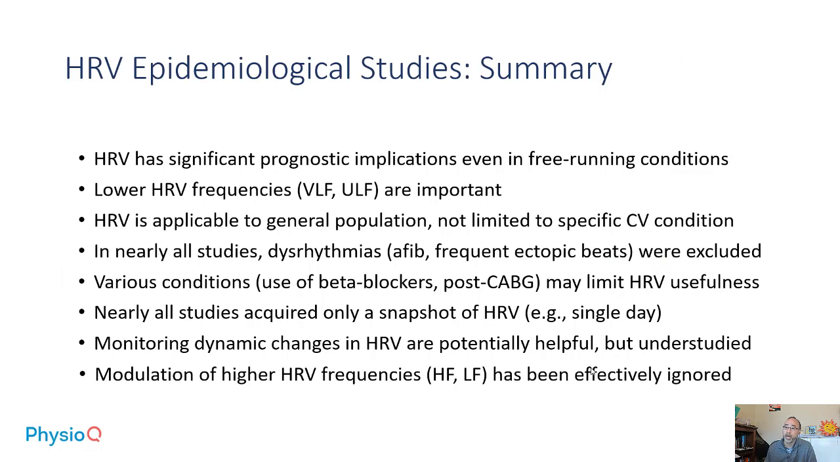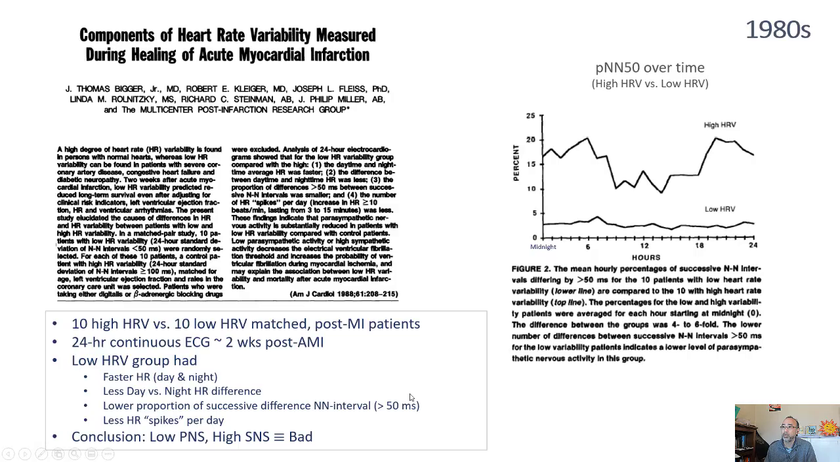And finally, modulation of higher heart rate frequencies has been effectively ignored. This was a study that I cited in part 1 of my series. This was a comparison of post-MI patients, those with high heart rate variability and low heart rate variability. The individuals with high heart rate variability had higher heart rate variability because they had significant circadian modulation of the high frequencies throughout the course of the day, whereas the low heart rate variability individuals did not.